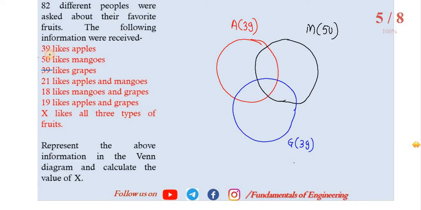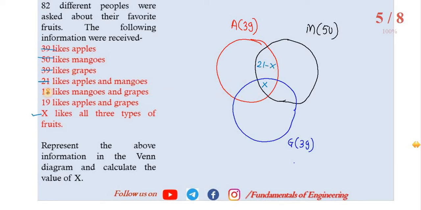Now this one written, this 3. Always start with common in 3. So x people like all 3 types of fruits, and this value of x we need to find out. Then next is 21 likes apples and mango. We have to see common in 2. Apple and mango, how many? 21. So x is already present, so 21 minus x.